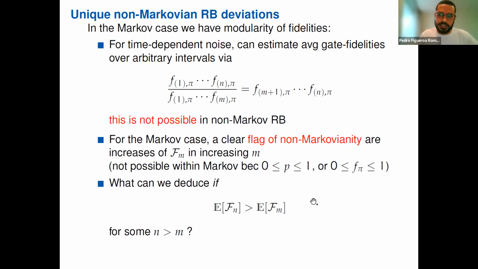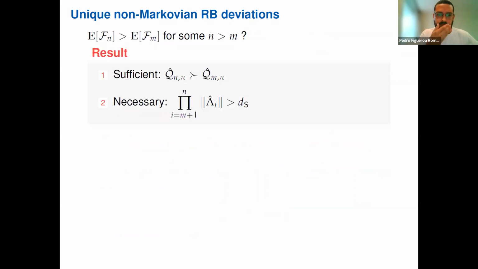So that got us to wonder, if we already have this framework, what can we say if we look at these conditions? For some bigger sequence length, what can we deduce if we see some increase within this non-Markovian framework? The result that we got is this sufficient condition: the difference between the n quality parameter and the m quality parameter would need to be positive semi-definite, and that is kind of obvious, and it doesn't tell us much.